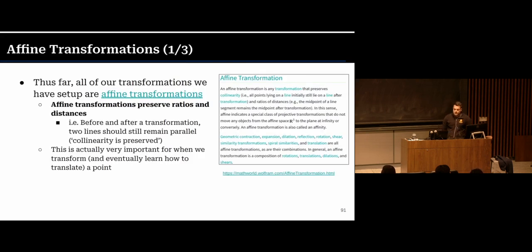So a few keywords to know about here, or the sort of math. These things always sound a lot scarier than they are, so I try to provide some definition. The transformations we've been doing are in a branch of mathematics called affine transformations, which basically says it preserves ratios and distances.